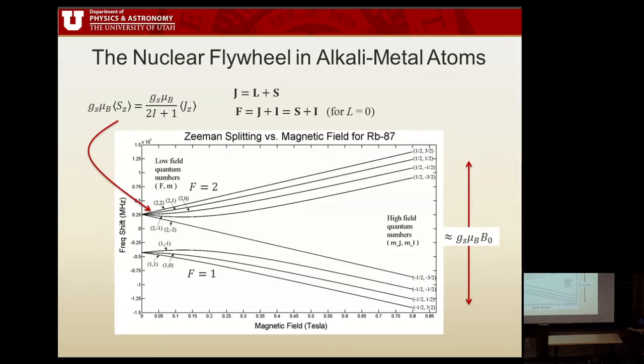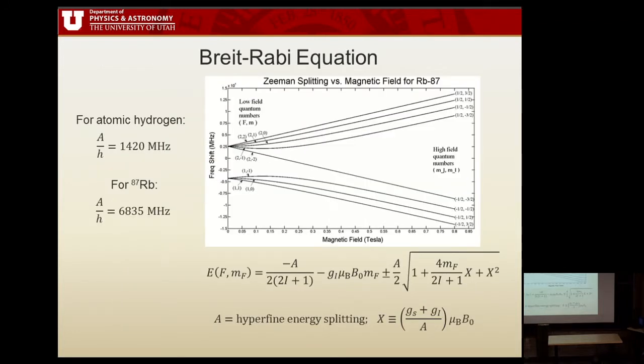The hyperfine splitting in the excited states is much weaker because the electron doesn't spend as much time near the nucleus in p states and higher states. Okay? So that's that. And I just told you about the Breit-Rabi equation, and it allows you to compute this entirely, even in the intermediate range.